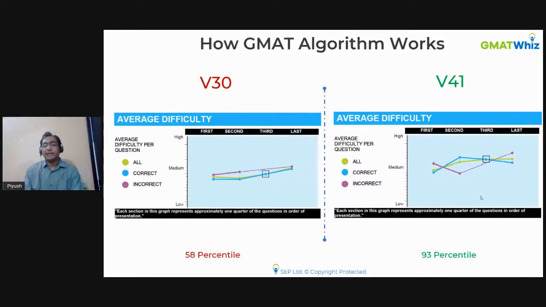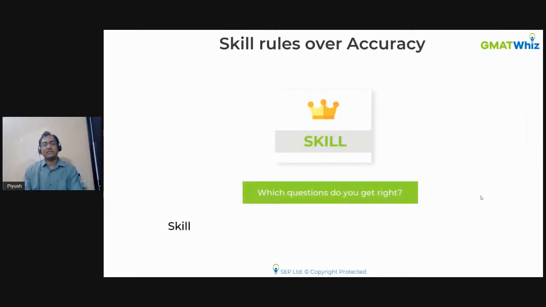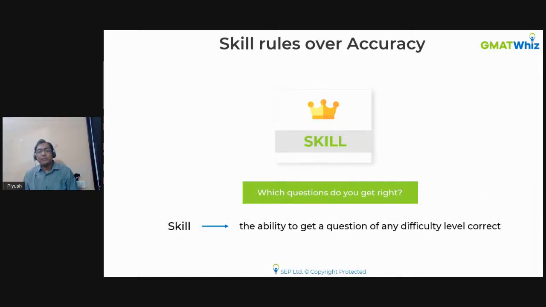This data simply tells us one simple thing: you have to focus on skill and consider skill over accuracy. That's the most important part. It is not important to think just about accuracy on the GMAT. You have to think about the skill. Now, what is skill? What basically does skill mean? Skill means the ability to get a question of any particular difficulty level correct. Irrespective of whether it's an easy, medium, or a hard question, if you're skillful, you will get them right. That's the most important thing that you need to focus on.